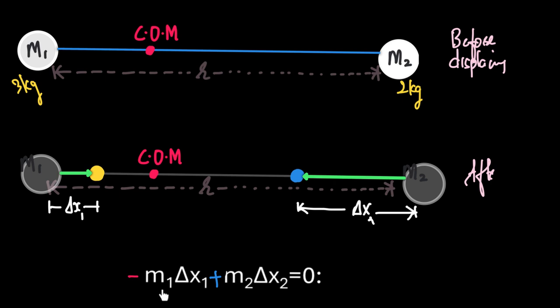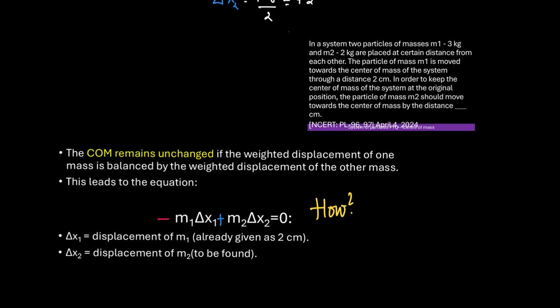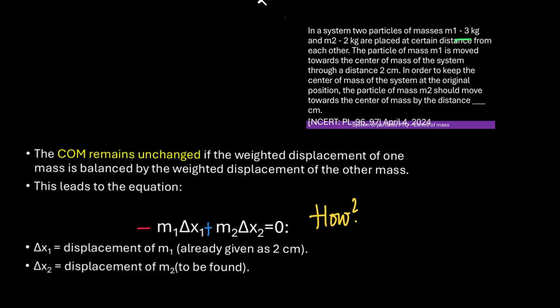Now we have the equation minus m1 delta x1 plus m2 delta x2 is equal to 0, and therefore minus m1 is 3 kilograms, so this becomes minus 3 into delta x1, which is given as 2 centimeters, plus 2 into delta x2 is equal to 0. So for delta x2, it is minus 3 into 2 is minus 6, transposing is plus 6 by 2, is plus 3. And therefore, in a system of particles with mass m1 given, the distance moved by m2 should be 3 centimeter.